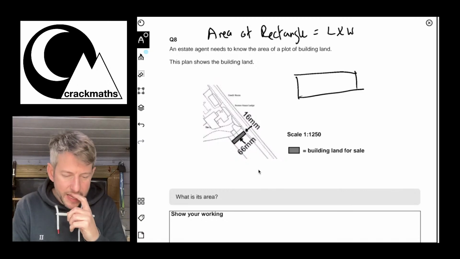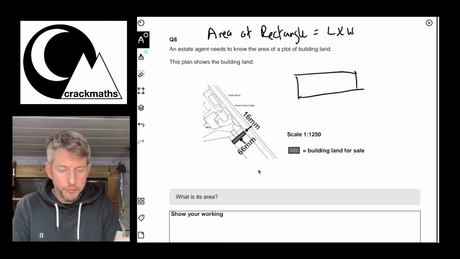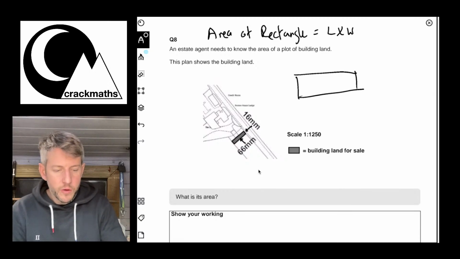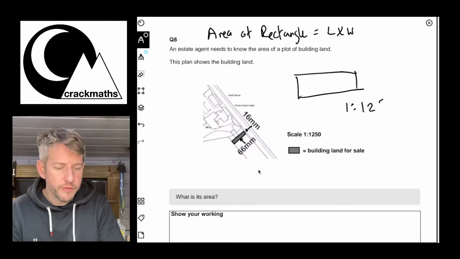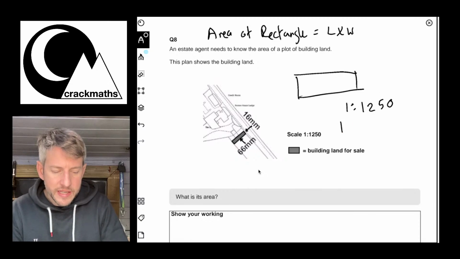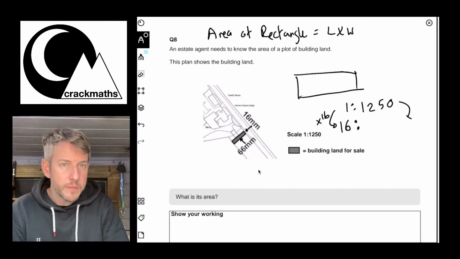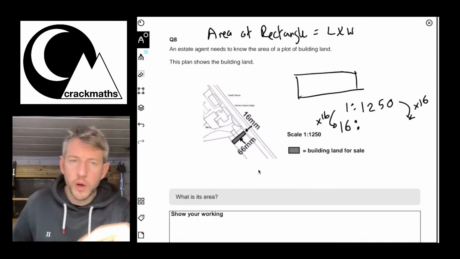So we need to find out what the length and the width are of this. So the scale is 1 to 1,250. So I'm going to write that down here. It was 1 to 1,250. And so we've got 16 here. So 16 is 16 lots of this scale. So we've times that by 16. So we need to times this by 16 as well.